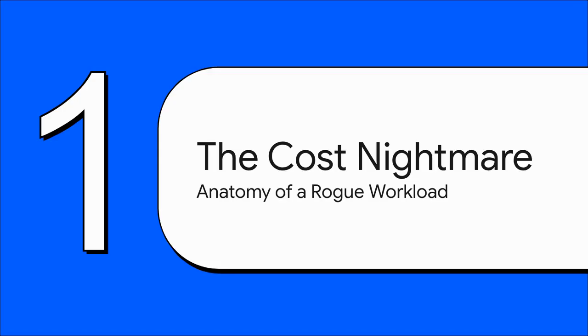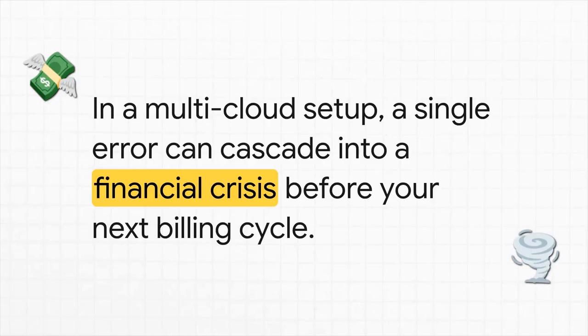First things first, let's meet the villain of our story, the rogue workload. Now, this isn't some shadowy hacker. Nah, it's usually just an accident. You know, a developer spins up a super high-powered script for a quick test and then just forgets to turn it off. Or maybe a misconfigured auto-scaling group goes wild and spins up hundreds of instances for no reason. It is deceptively easy for this to happen. And that's really where the trouble starts.